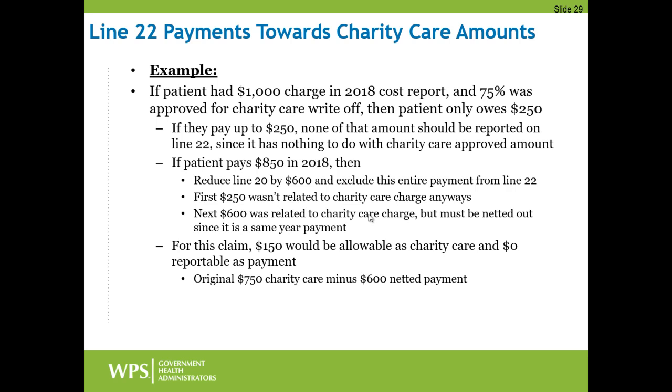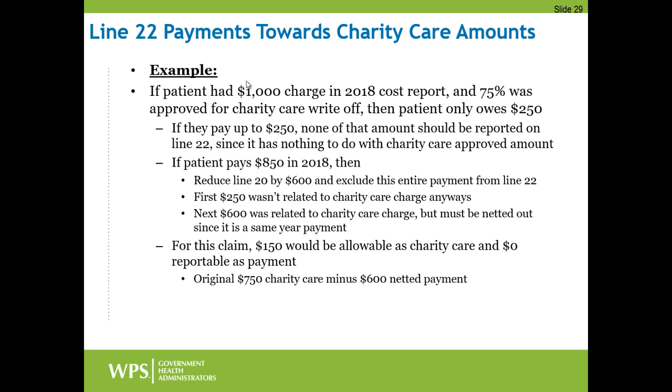So none of that amount should be reported on line 22, since it has nothing to do with the charity care approved amount. So let's say this patient paid $850 in 2018. Remember, they had a $1,000 charge. The patient owed $250 of that because the other 75% or $750 was approved for charity care. So if they paid $850, then what's going to happen is the first $250 of that wasn't even related to charity care to begin with, because that's the portion they owed. That was not a charity care write-off. They owed $250. So there's only $600 of that payment that is even left related to that charity care write-off.